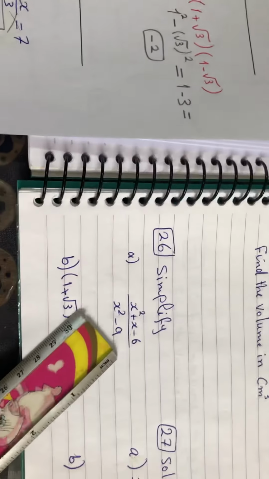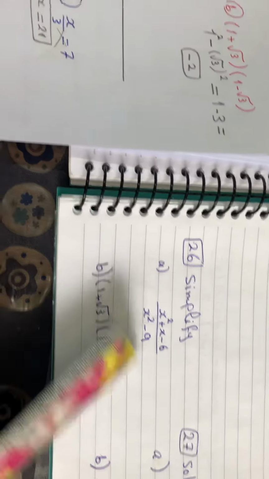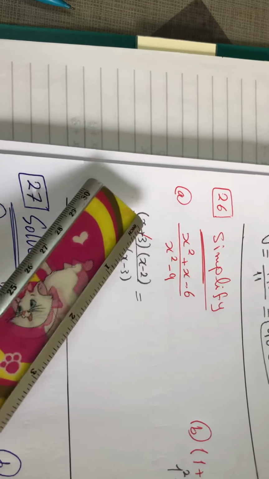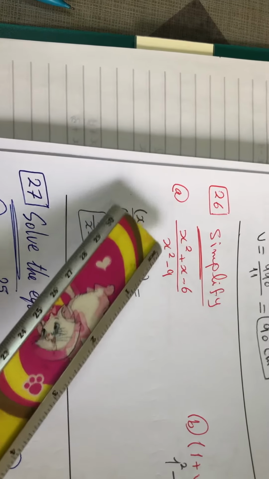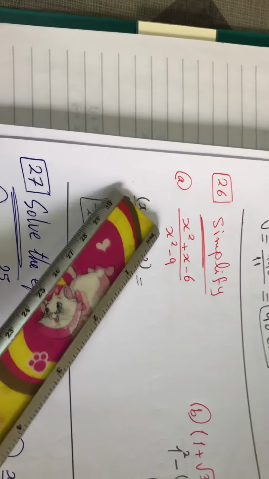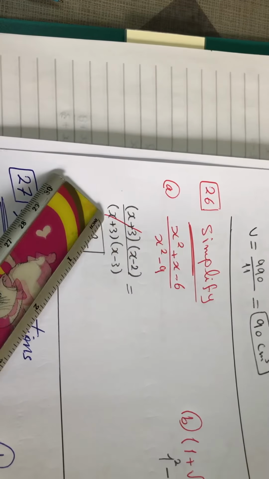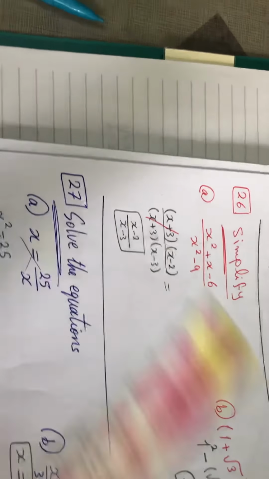Return again to simplify. I'll factorize the numerator, factorize the denominator, and start to simplify finally. Factorize the numerator, it will be 2 brackets, x plus 3 and x minus 2. And when it's a square difference, it will be x minus 3 times x plus 3, like this. Cancel x plus 3 with x plus 3. What's left? x minus 2 over x minus 3.